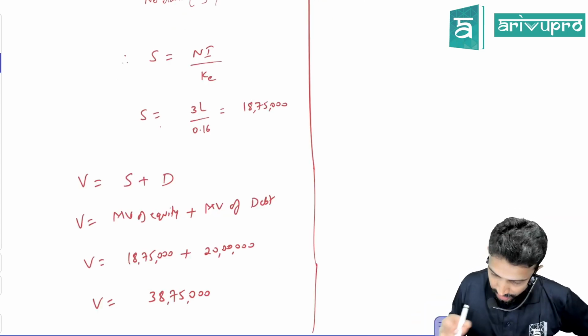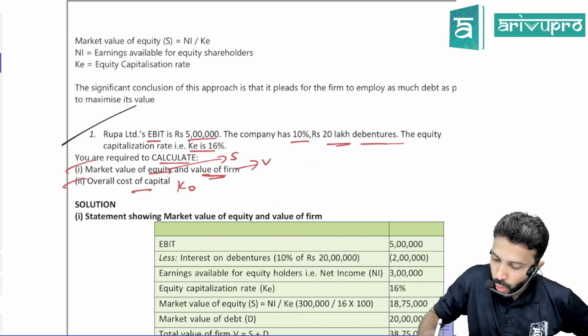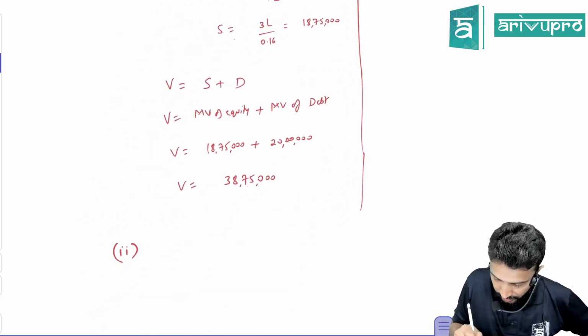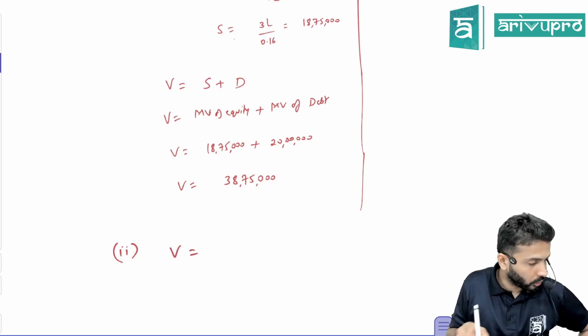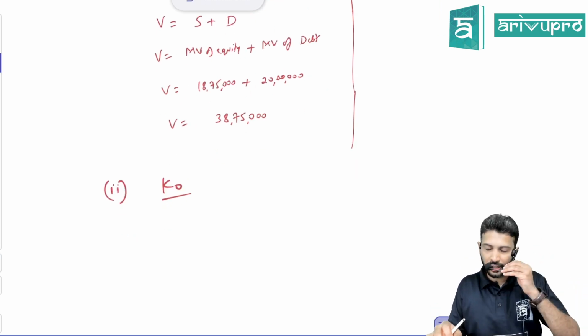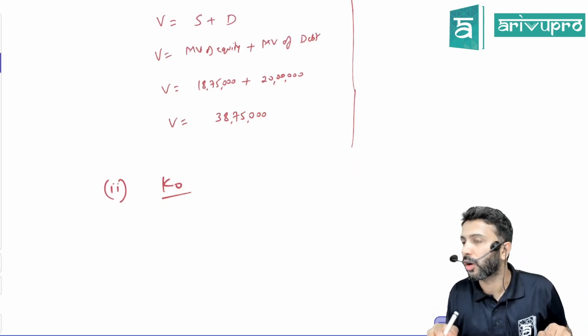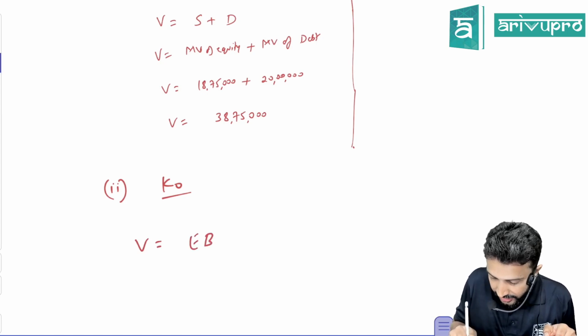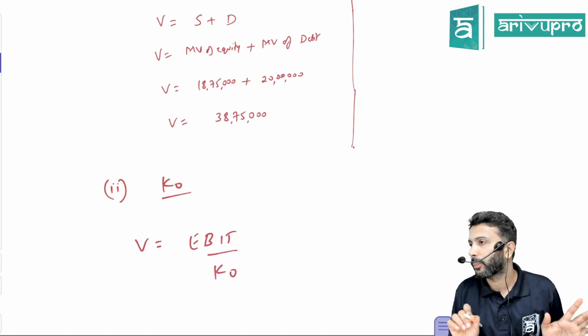Okay, next. What is the next requirement, sir? Calculate the overall cost of capital. How do you get overall cost of capital? First, they're asking for KO. So which particular formula uses KO? First, figure out that. Value of the firm is given by EBIT divided by KO.